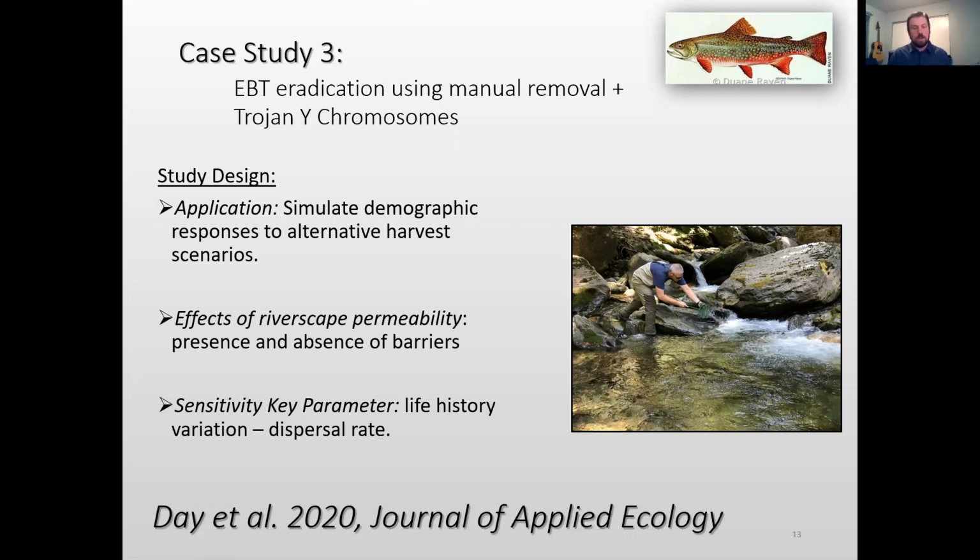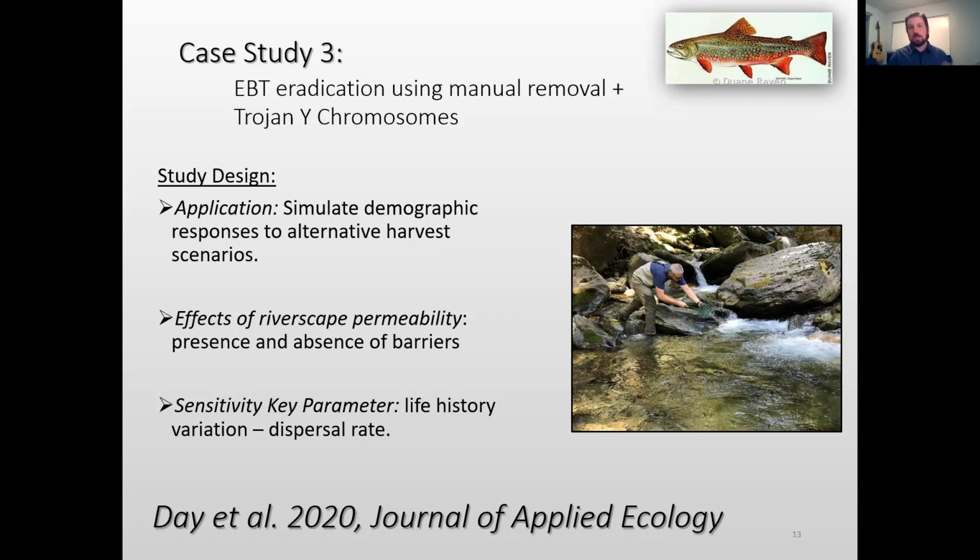chromosomes. And this Trojan Y chromosome program involves developing males in a hatchery that have 2 Y chromosomes. Then you release those fish into the wild, and all of their offspring are male. So you skew the sex ratio in the population towards male and away from female, and you continue doing these releases, and eventually the females are eradicated and the whole population is wiped out.